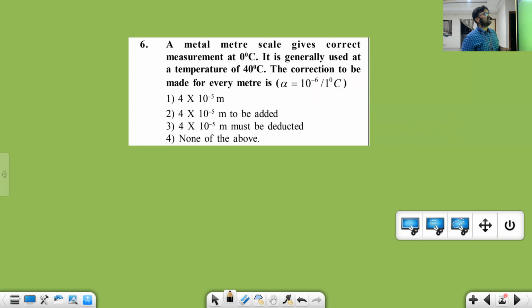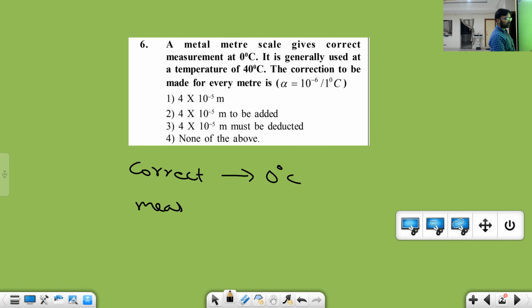Shraddha, can you read this question, beta? Yes, sir. A metal meter scale gives correct measurement at 0 degrees Celsius. It is generally used at a temperature of 40 degrees Celsius. The correction to be made for every meter is. So it is correct at 0 degrees centigrade and measured at 40 degrees centigrade. That means the temperature has been increased.